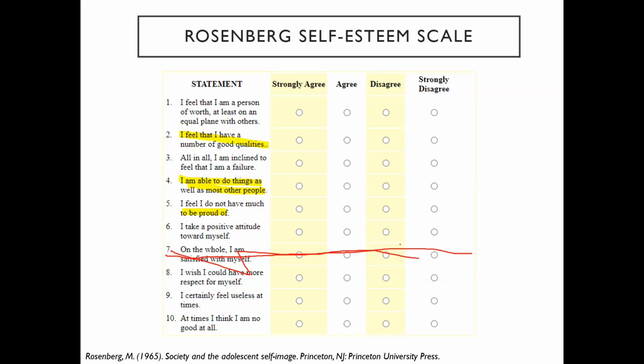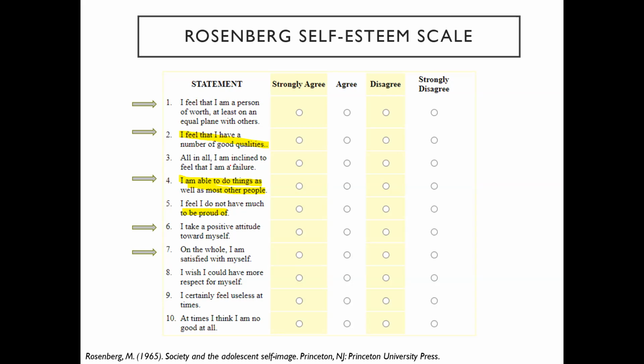Now, I'm not sure how I'm going to proceed because I didn't look at the recording, but just quickly, as you can see in these items, you have different directions. So for example, let's look at item 2 and 3, if it's easier. Here, item 2, I feel that I have a number of good qualities. This is something that is basically positive. It is linked to high self-esteem. And number 3 is, all in all, I'm inclined to feel that I'm a failure, which is basically the opposite. It's linked to low self-esteem. So this is what we call the reversed items.